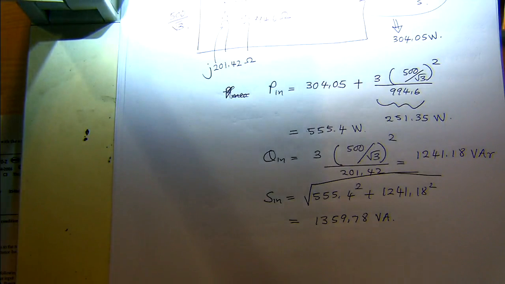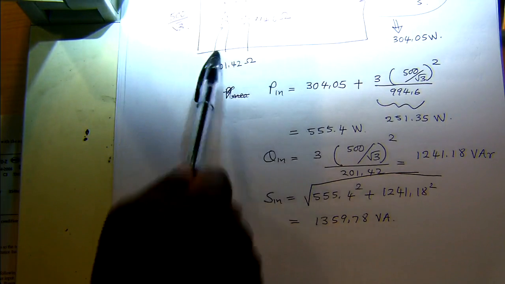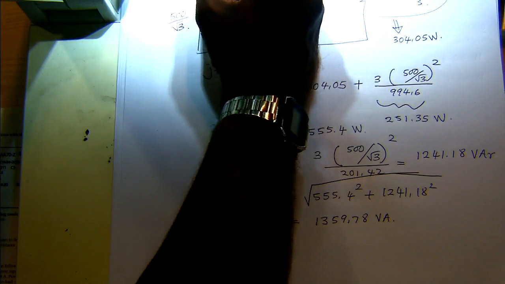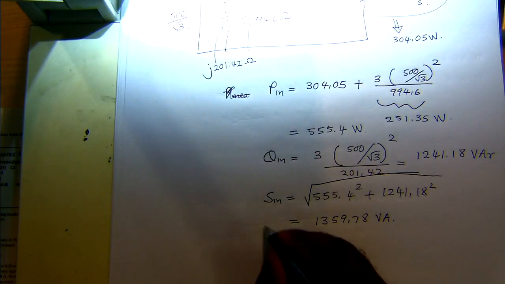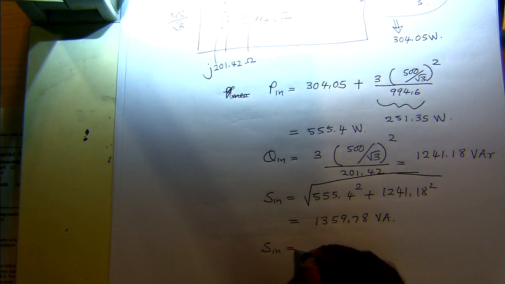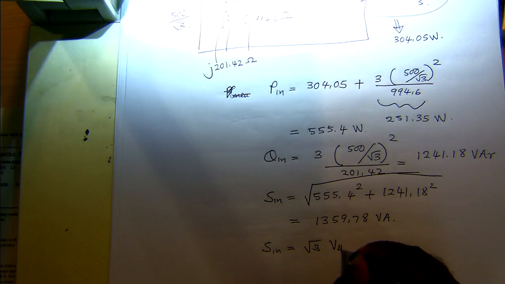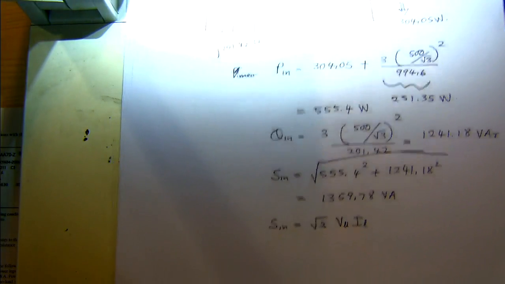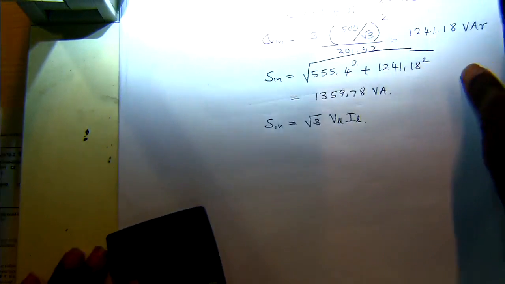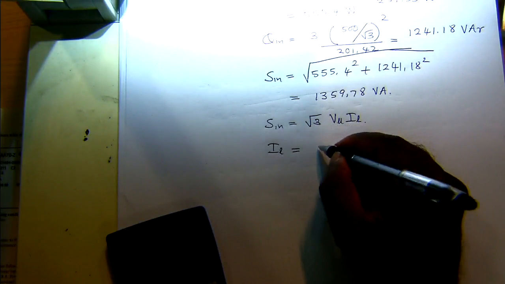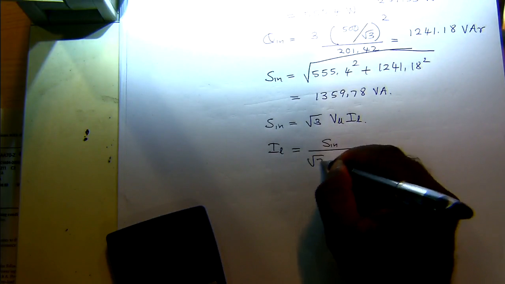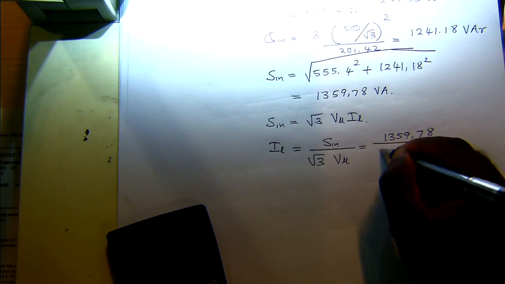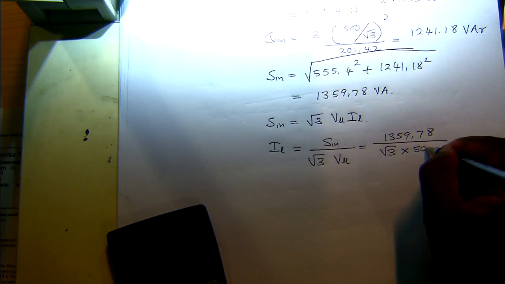So now you have apparent power, you have the voltage, so then you can calculate the line current. This is the line current I. So let's say S in, we can write that as √3 times the line-to-line voltage times I line for a star-connected system. So then I line will be S in divided by √3 V line to line. So that's 1359.78 divided by √3, and the line voltage is now 500.